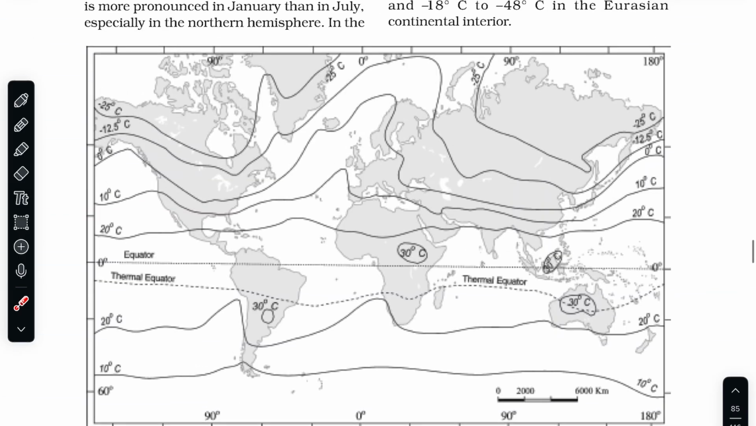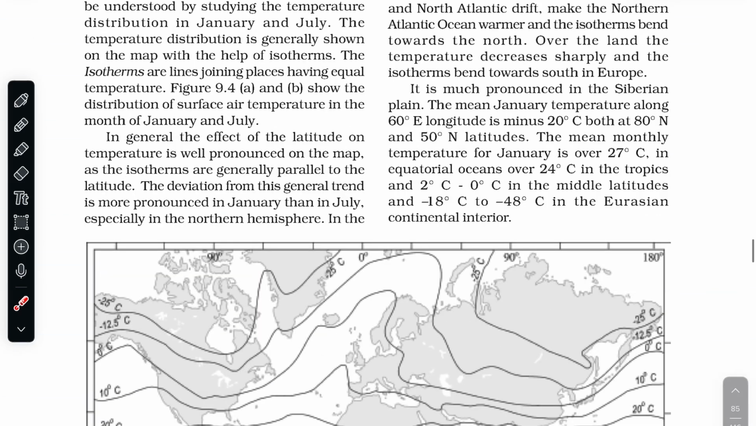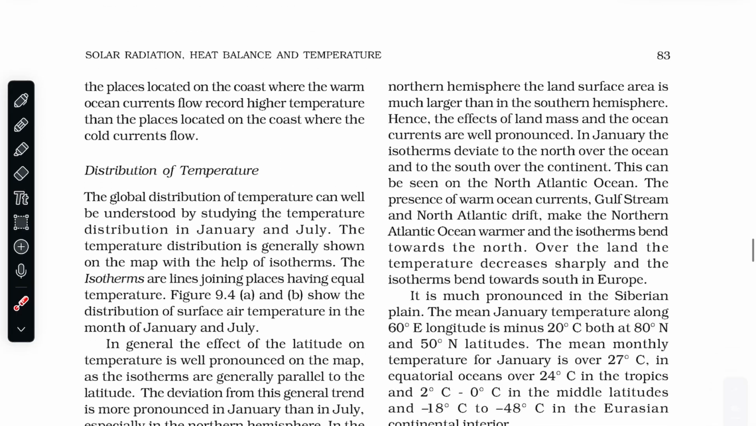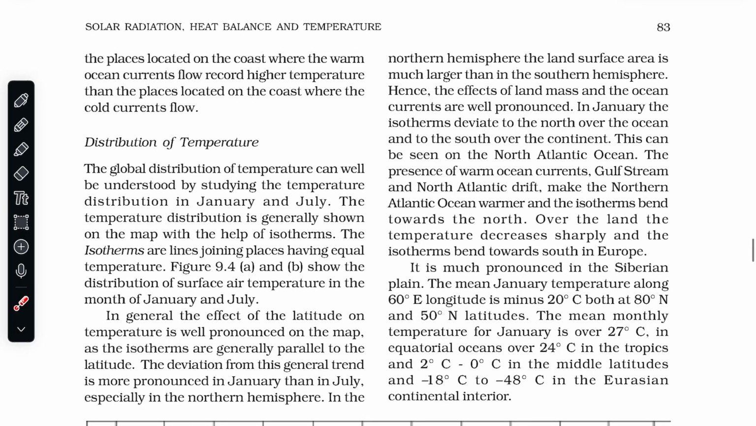I guess I'm missing some point, because there was a very key point related to this. In the northern hemisphere, the land surface is much larger than in the southern hemisphere. Hence, the effect of land mass on the ocean currents is well pronounced. In January, the isotherms deviate to the north over the ocean and to the south over the continent.